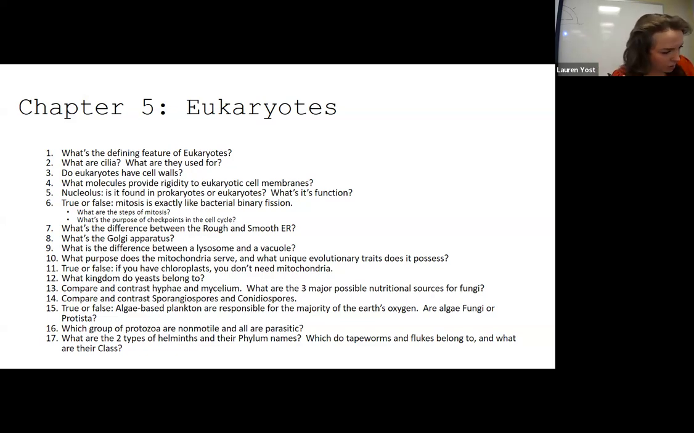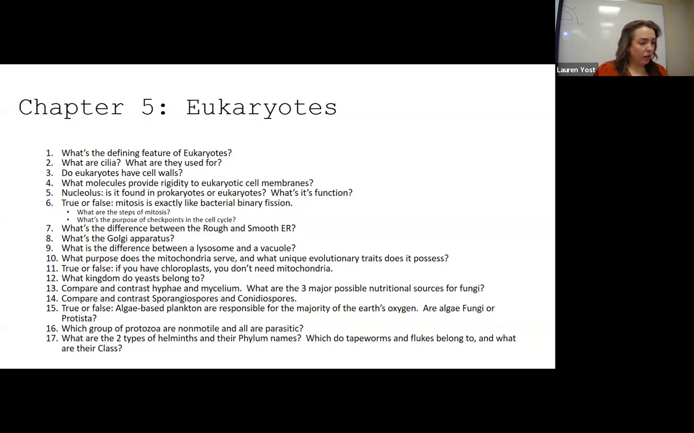True or false, mitosis is exactly like bacterial binary fission. That's false. We know that there are a lot more steps involved, and there's chromatin separation and all of this stuff, so it does differ. And the steps of mitosis, we just went through those, so I'm not going to go through those again, the PMAT thing.